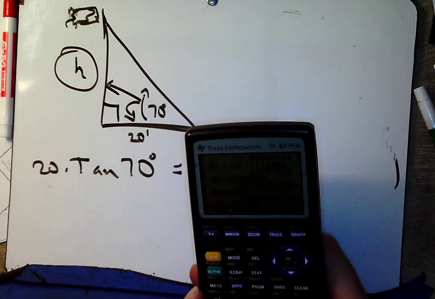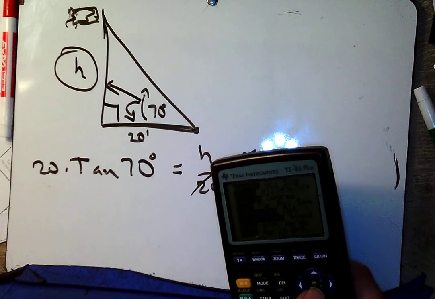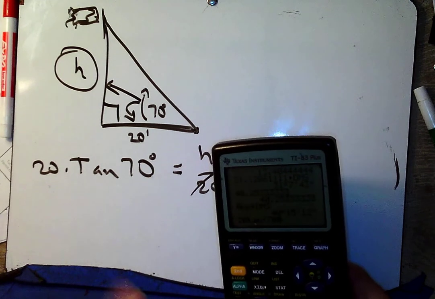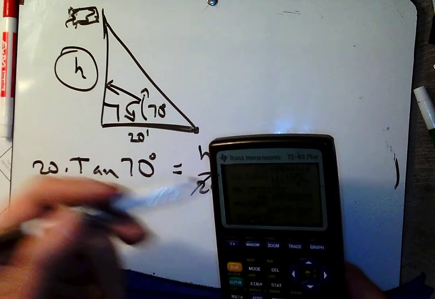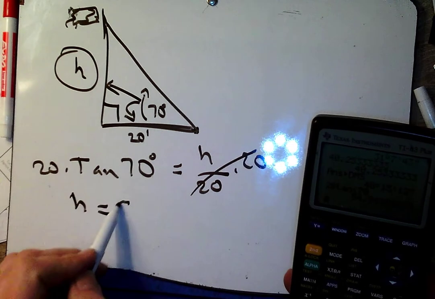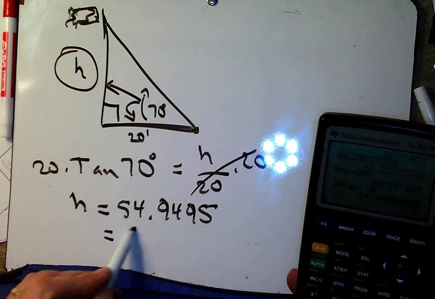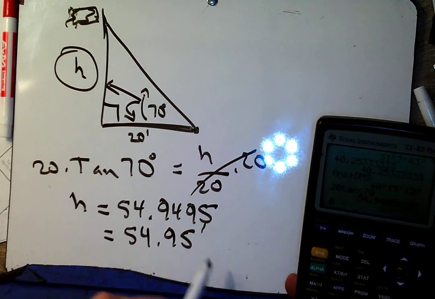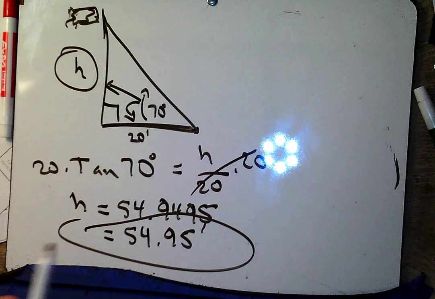Am I in the right units? These are degrees. I better check. Uh-oh, I was in radians. You won't believe how many problems people get wrong because they don't pay attention to what their calculator is set on. And so I get that h equals 54.9495, or 54.95 feet. And that's our flagpole. Okay? All right.